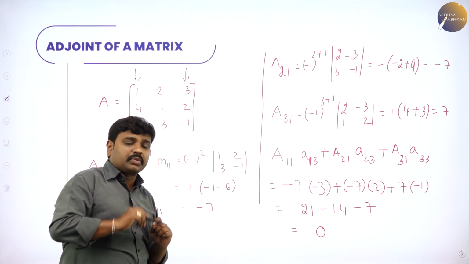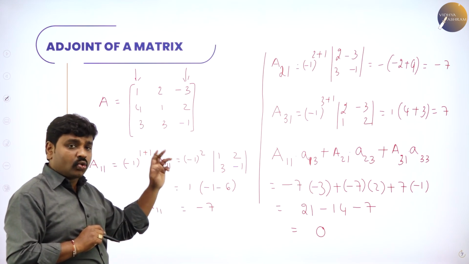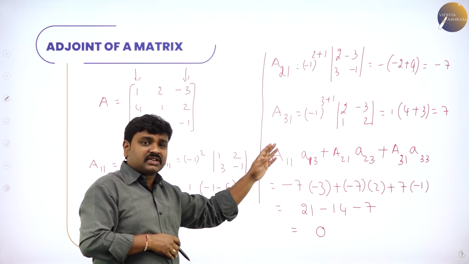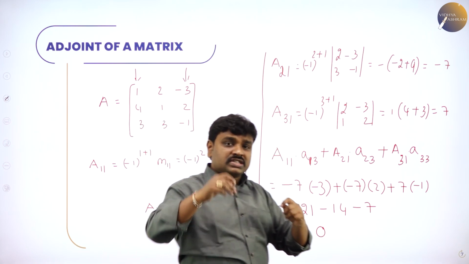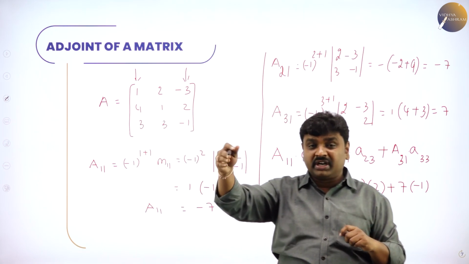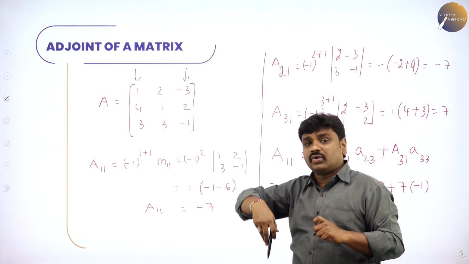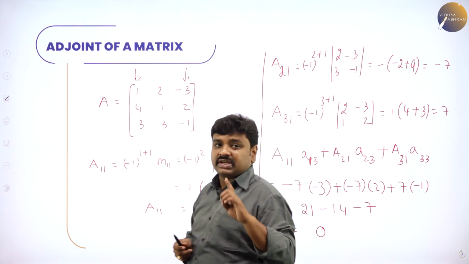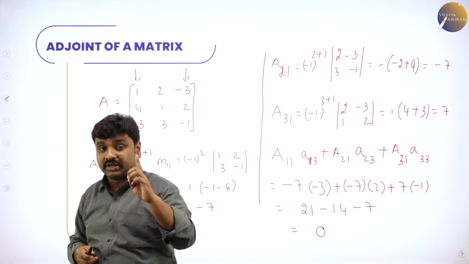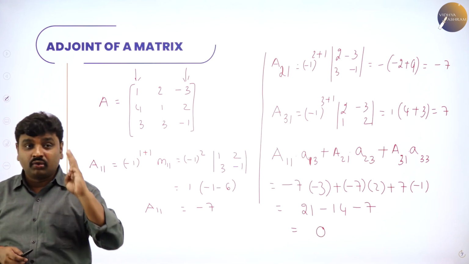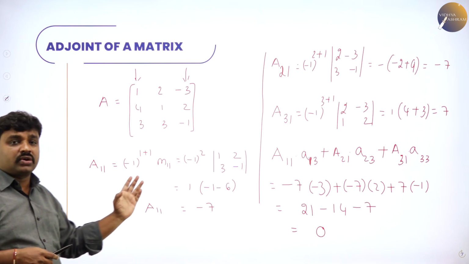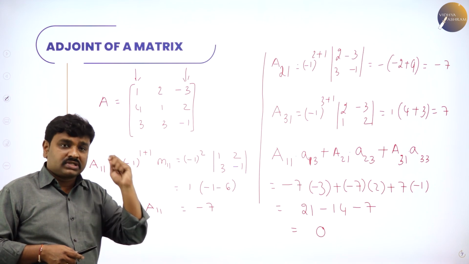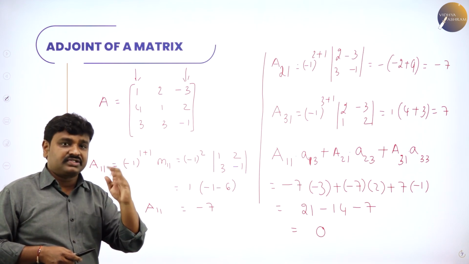So we could prove one of the properties. What is the property? The sum of the cofactors of any column multiplied with the elements of another column is 0, or the sum of the cofactors of any row multiplied with the elements of another row gives you 0. One of the interesting properties. So in today's class I taught you how to find the minor, the cofactor, and the adjoint. I also taught you some interesting properties of adjoint and some important properties of cofactors.